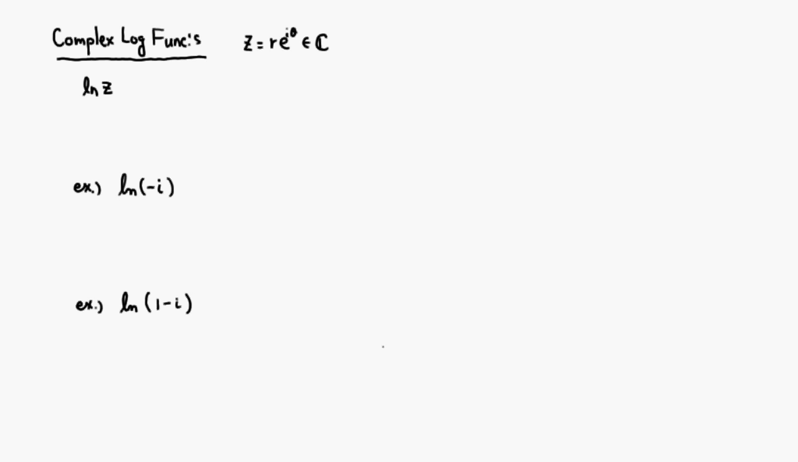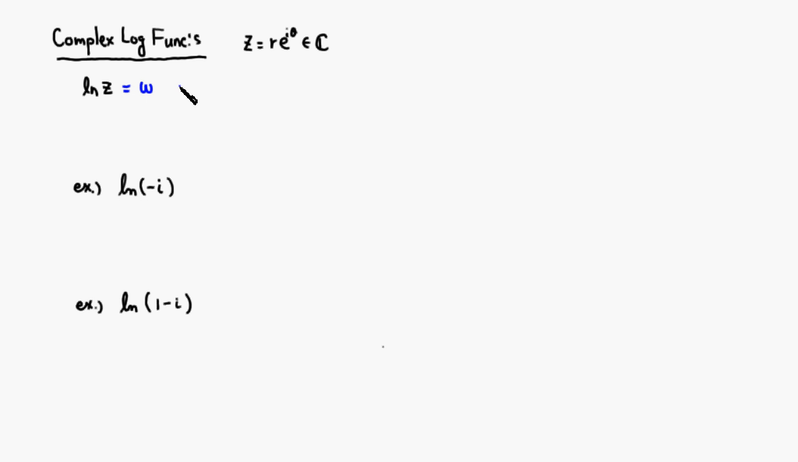All right, let's look at the complex log functions. Let's say z is a complex number, so I'm going to use the exponential form r e to the i theta. Let's try to understand the natural log of z. I'm going to let the natural log of z equal, say, w, and then try to find w.